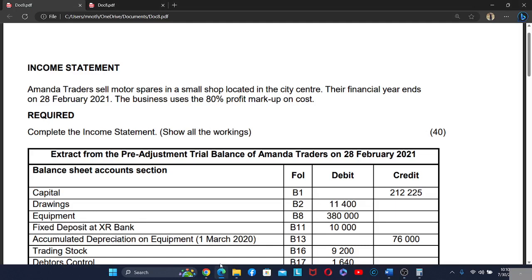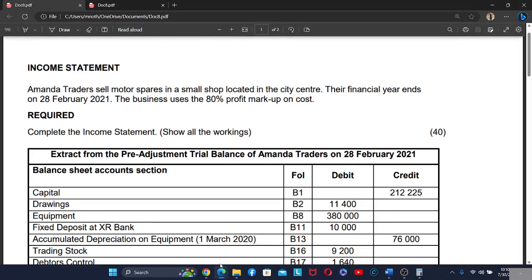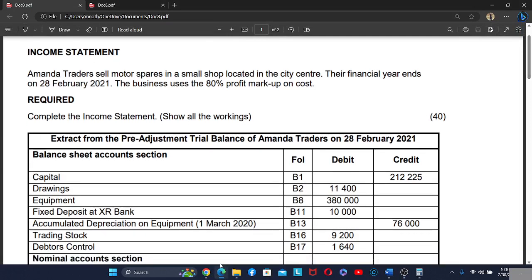Good day. In this video, we are going to look at the income statement. Amanda Traders sells motor spares in a small shop located in the city center. Their financial year ends on 28 February 2021.